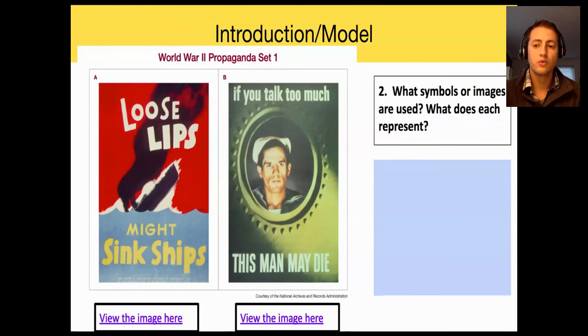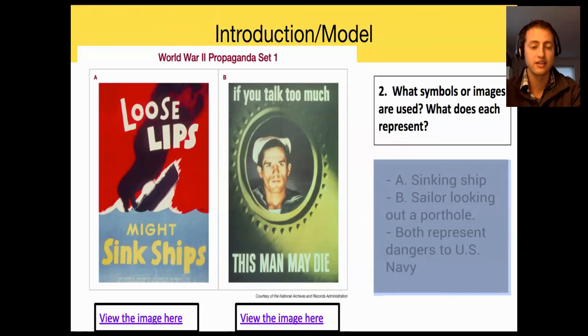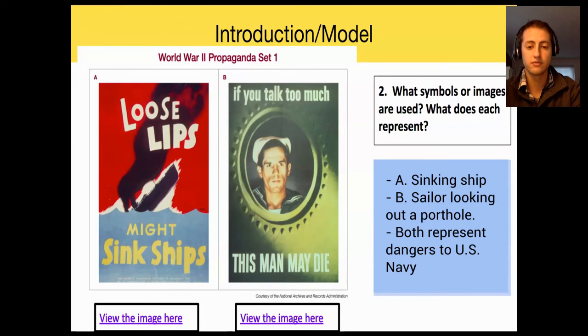The second question, what symbols or images are used? What does each represent? We examined the sinking ship, which represents dying sailors and dying troops, and the man in a porthole, which represents men at war in the Navy, risking their lives, saying, make sure not to do anything that will threaten his well-being.